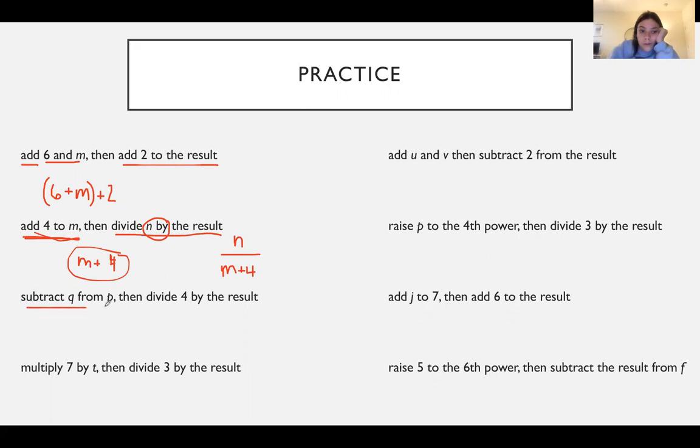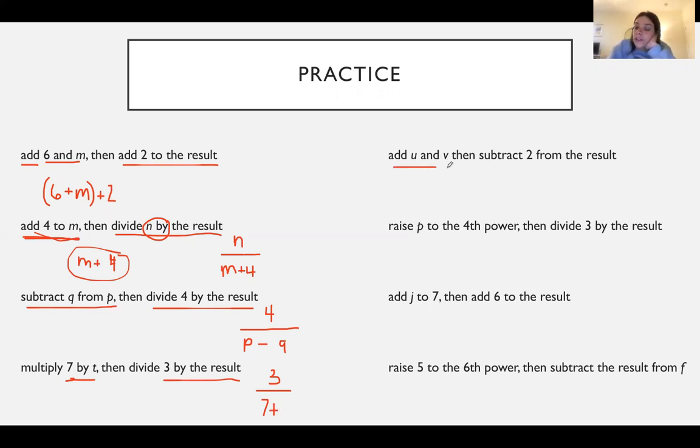Okay, subtract q from p, then divide 4 by the result. Again, you're dividing 4 by the result, not dividing the result by 4, and we're subtracting q from p, which means it is 4 divided by p minus q. That essentially means 4 divided by the result of p and q. Multiply 7 by t, then divide 3 by the result. Again, 3 divided by 7 times t, 7t.